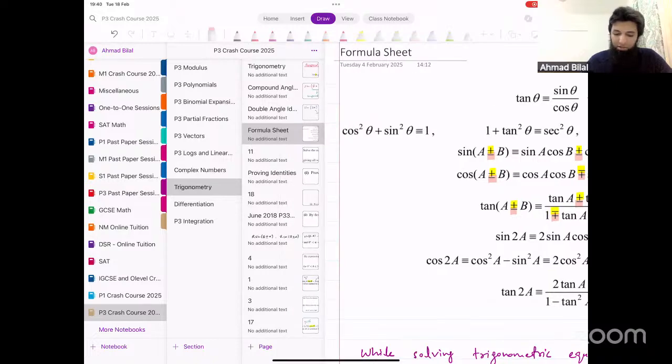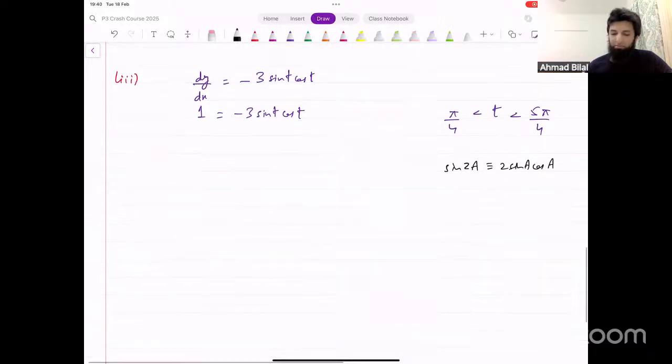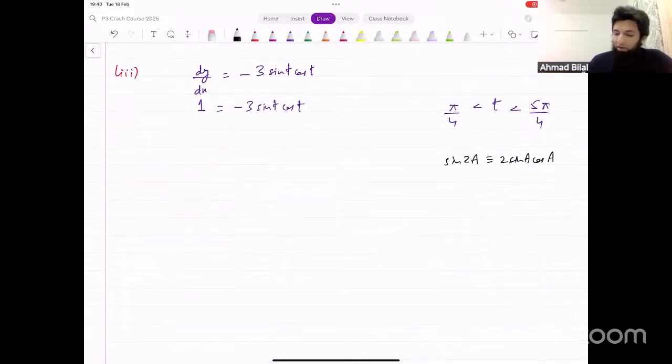Okay, now let me go back here. We know that sine of 2A is the same as 2 sine A cos A, right? Now, what does that mean? We can say that 1 over 2 sine of 2A is identical to sine A cos A.